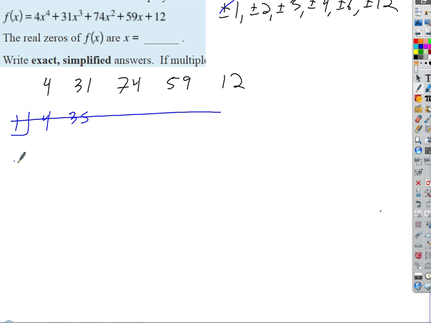Let's try negative 1. You see they're just going to keep getting bigger? Yeah. So we bring the 4 down. Now what? Negative 4. So what's that going to be? 47. 12. All right. 12. And remainder box? 0. Okay. So we got negative 1 works.